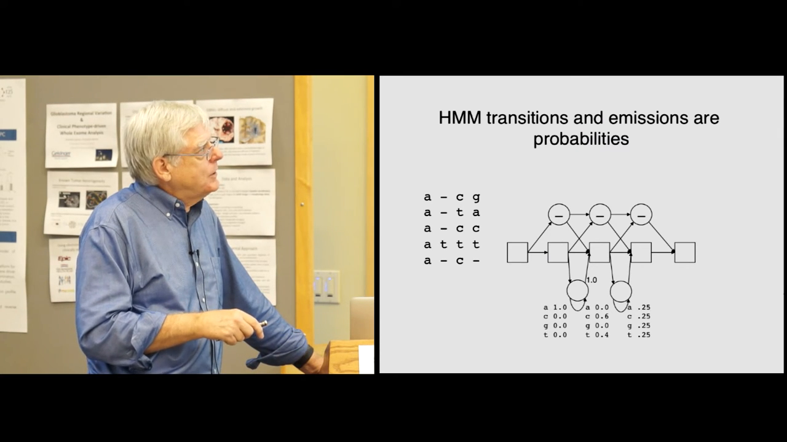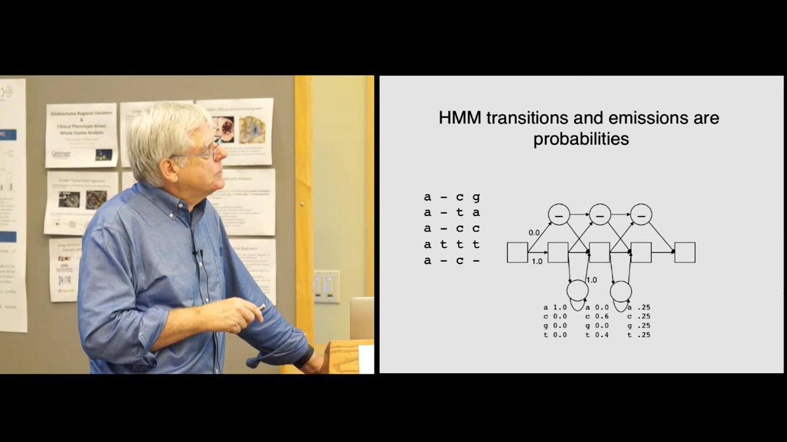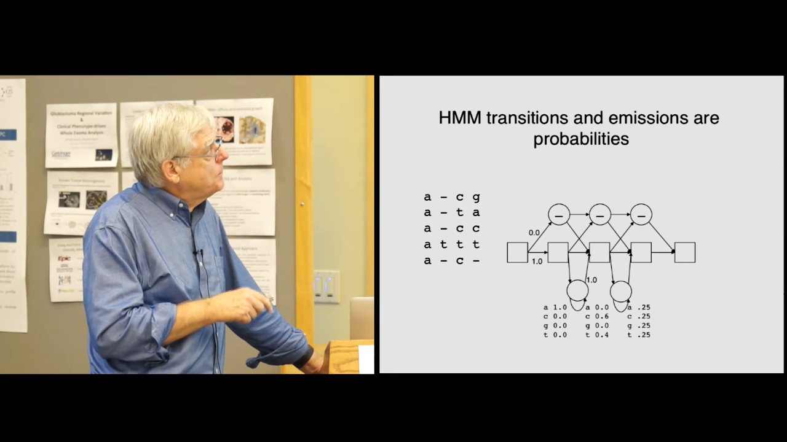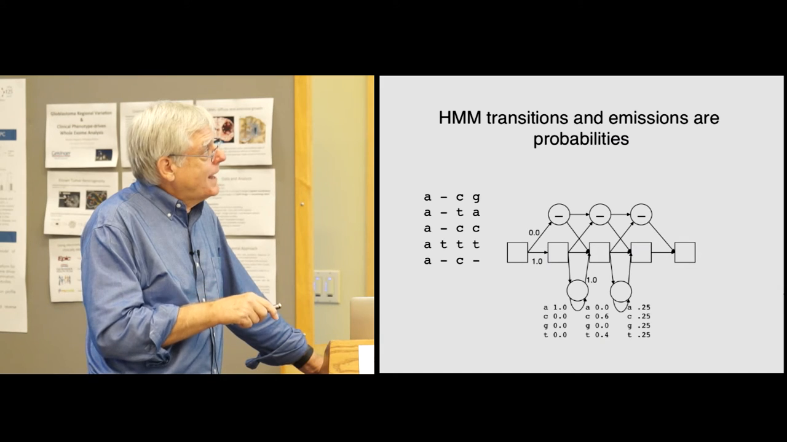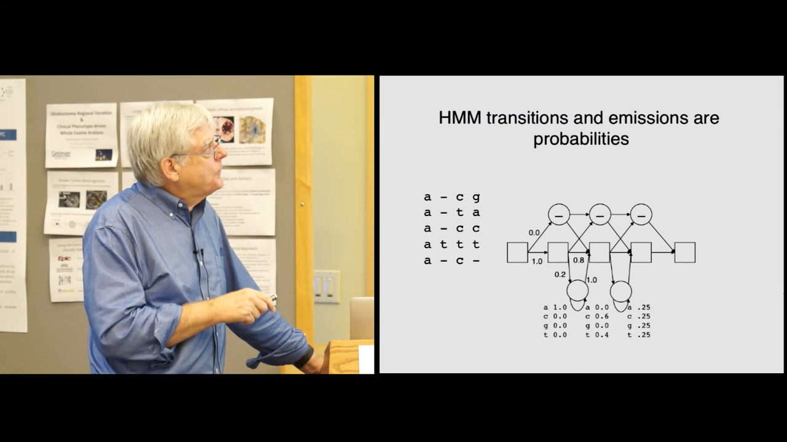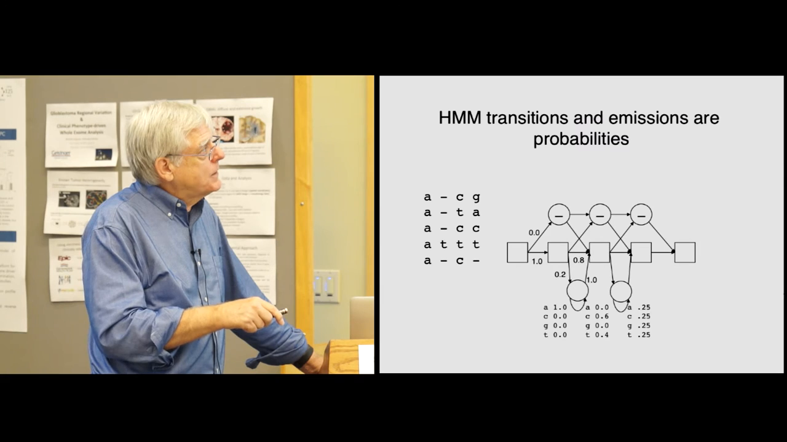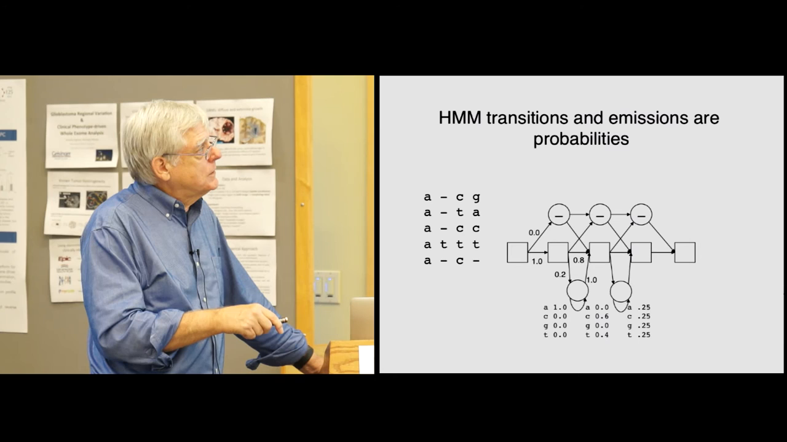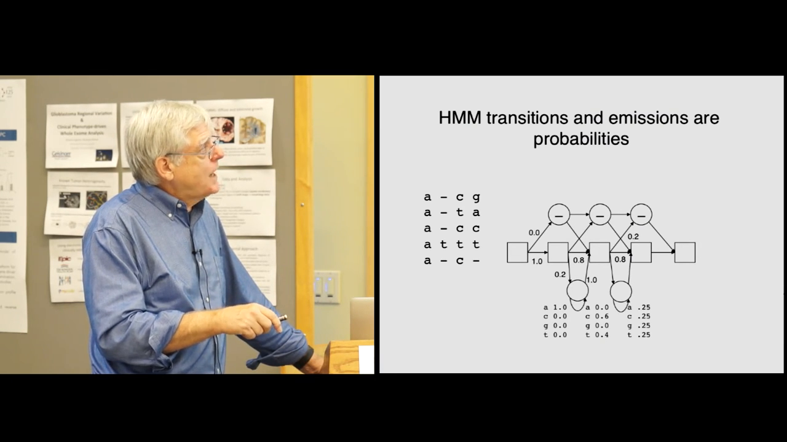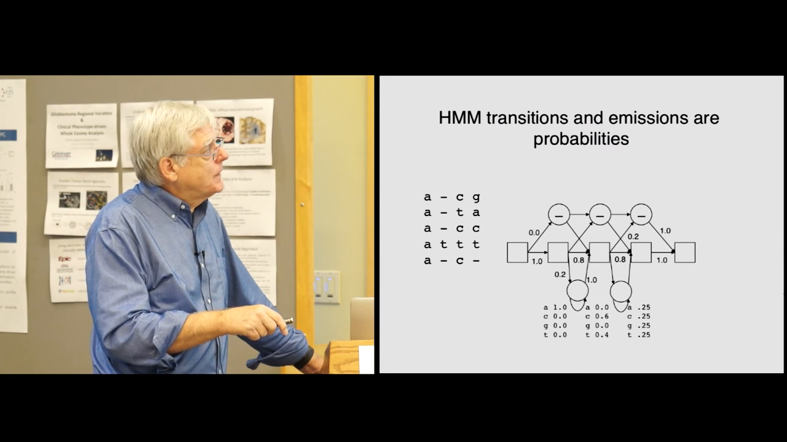But I can also calculate all the transition probabilities. So if I'm in the begin state, I always go into match state number one with probability of one. If I'm in state number one, right over here, I go to state number two 80% of the time. That happened right over here. But sometimes I put in an extra residue, and I go into this insert state. And then if I'm in position number two, then 80% of the time I go to position number three, but sometimes I go to this delete state. And then I end up over here. That's the end state.